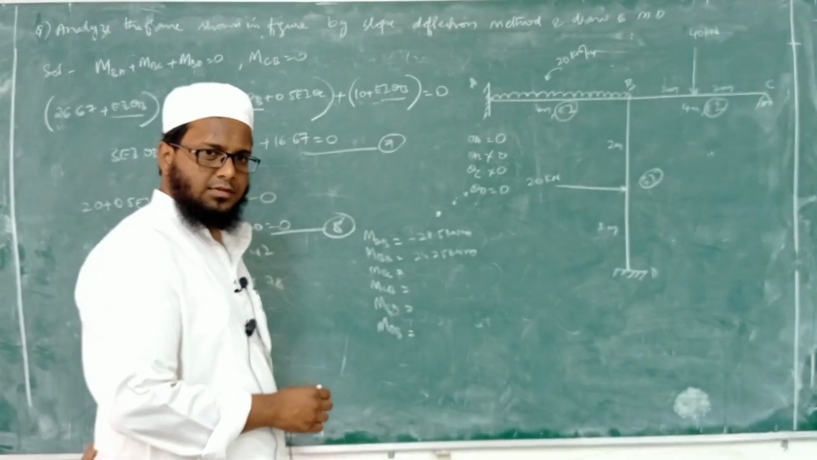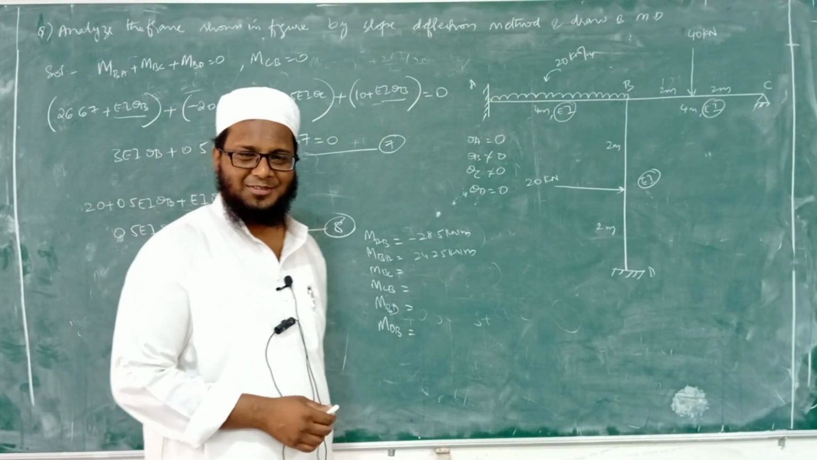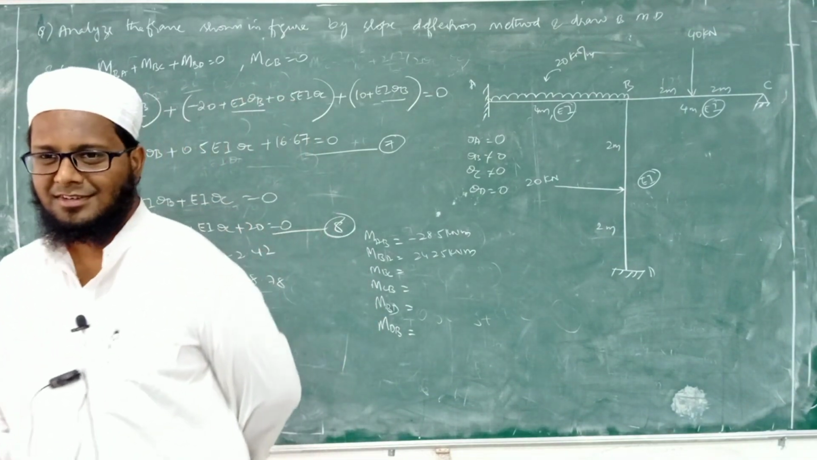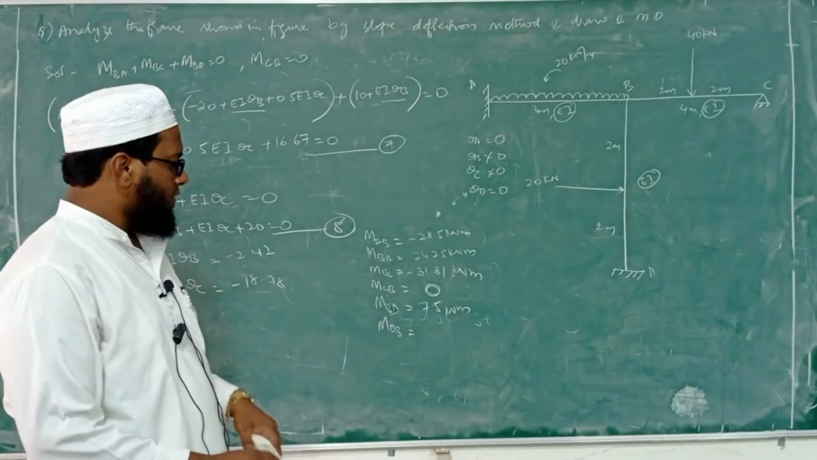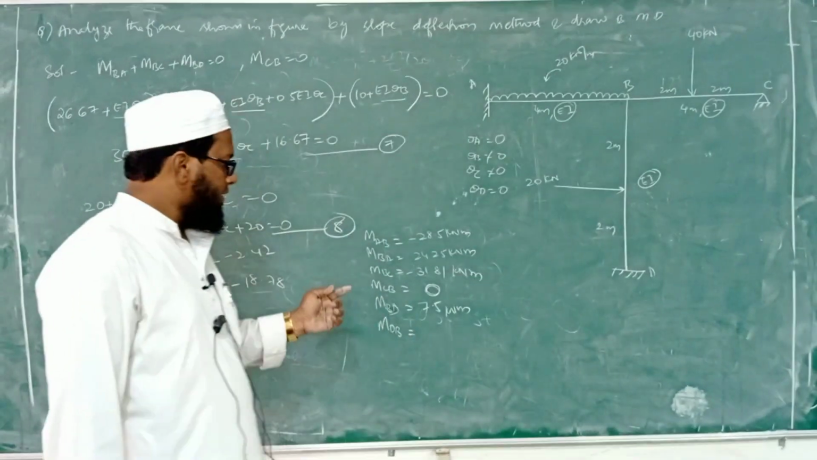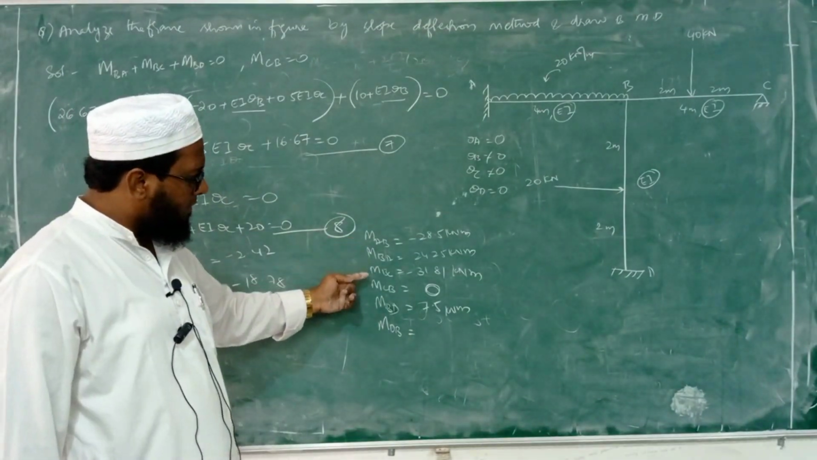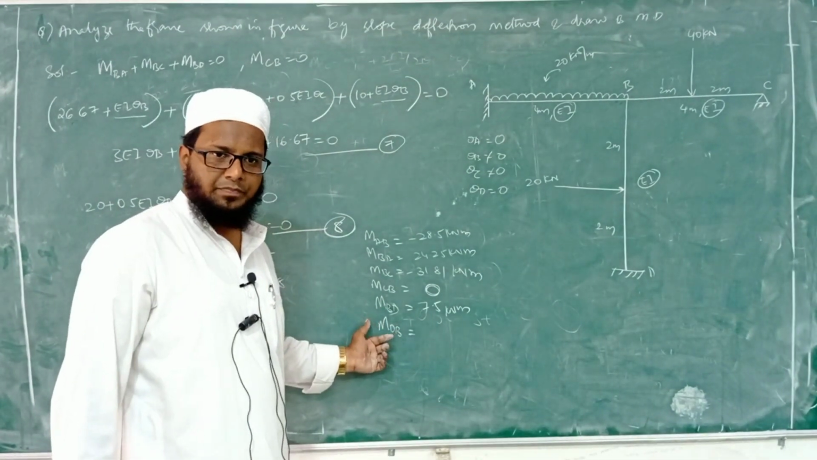No, you will get some value. How will you get 0.01? So what about MDB? See here we got MAB, MBA, MBC, MCB, MBD. We are left over with MDB only, the last one.